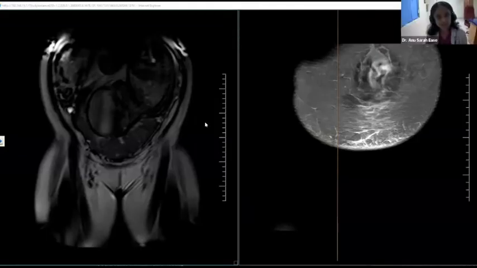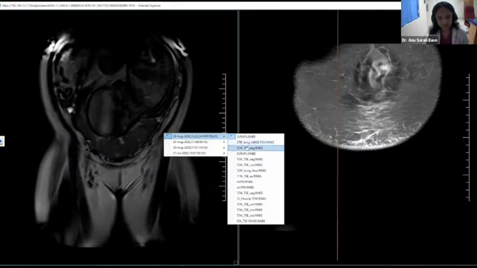So this is the next case. This is a multigravida. She came for the ultrasound scan in the third trimester for a routine checkup, and on the ultrasound, the placenta was appearing a bit more bulky, and there was a doubt whether the placentation was abnormal. So to further evaluate, we have done an MRI. I'll show you the images. You can start.